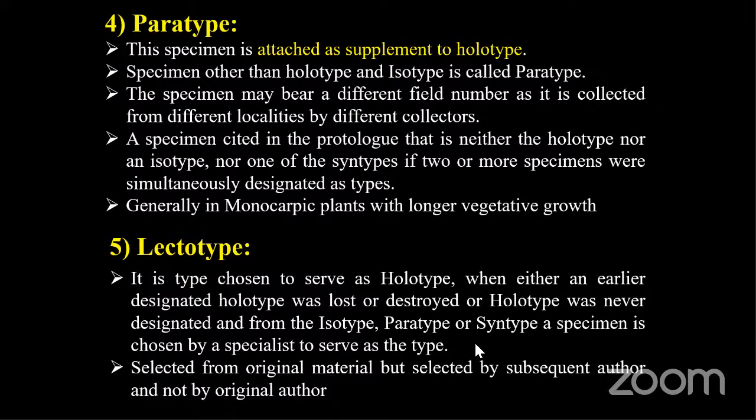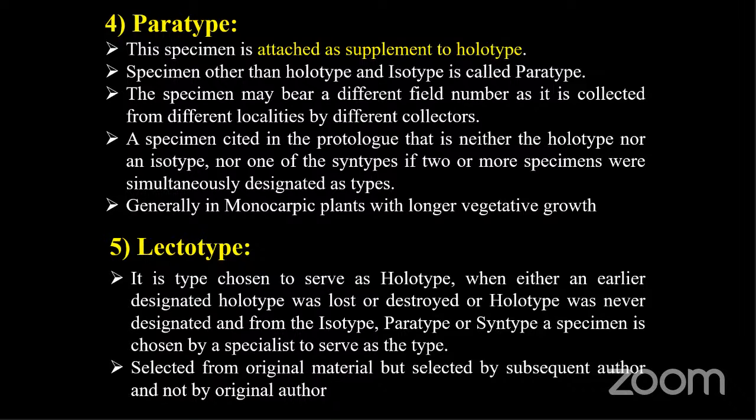Means for example, any author who has cited the herbarium specimen as a holotype has given the name on that basis, but because of certain reasons that holotype is lost, it might get destroyed. So the later worker would choose another holotype, but from the same collection of the original author. It is commonly called a lectotype. So it is selected from original material, but selected by a subsequent author, means the original author is no more there, and his herbarium specimen or holotype is also lost, but their herbarium collection is there, and from that original author's herbarium collection, one herbarium specimen is acting as a nomenclature type. But it is chosen by the subsequent author. It is commonly called a lectotype.